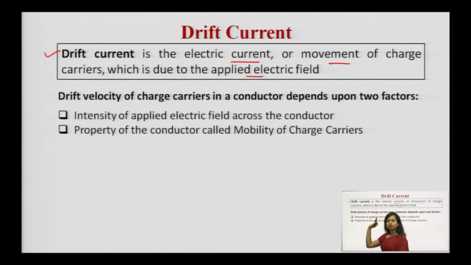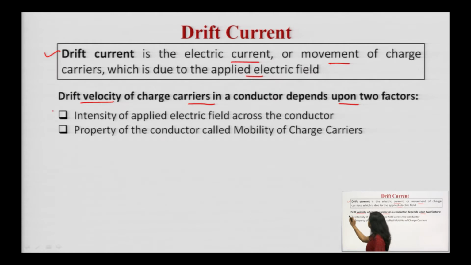If there is drift and you talk about semiconductors, you know that in semiconductors there must be some majority charge carriers and some minority charge carriers. If you talk about extrinsic semiconductors, there must be certain drift velocity. The drift velocity of charge carriers in a conductor depends upon two factors, if you have to observe the drift phenomenon, the mechanism which is because of the drift.